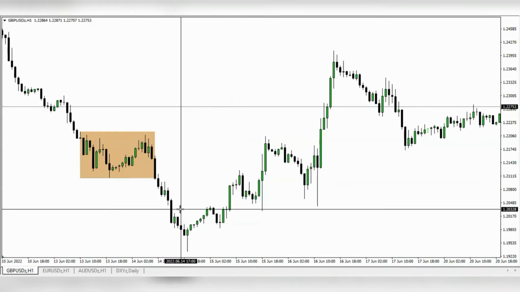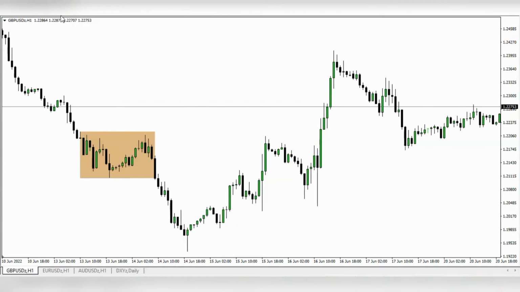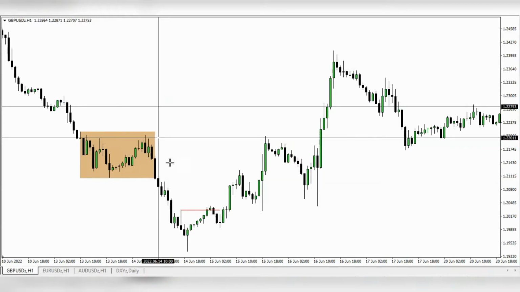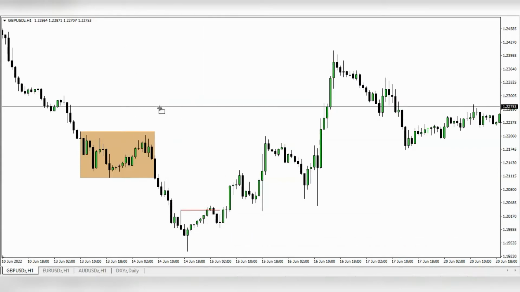And immediately we saw that this structure was broken here, over this high. This high was taken out right here, and price failed to come lower, creating what looks like a consolidation right here. So you can see something like a consolidation right there.